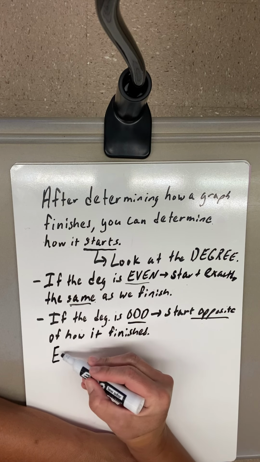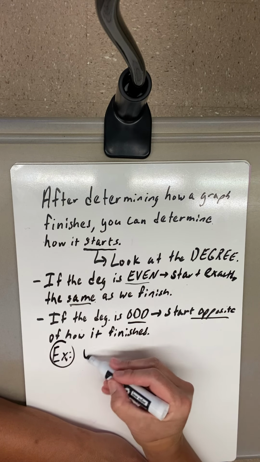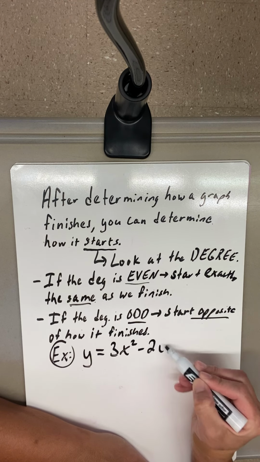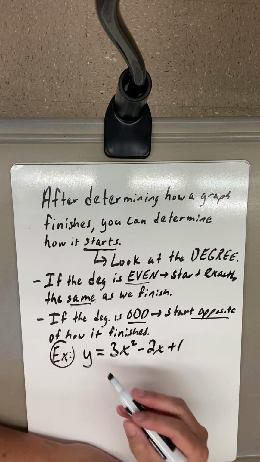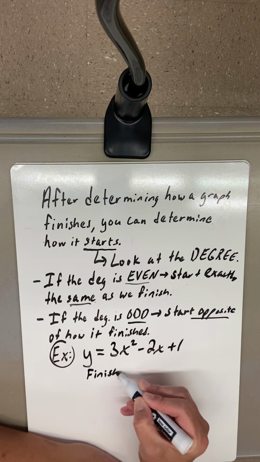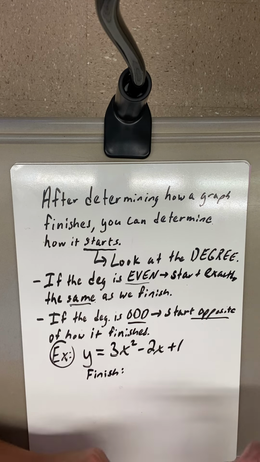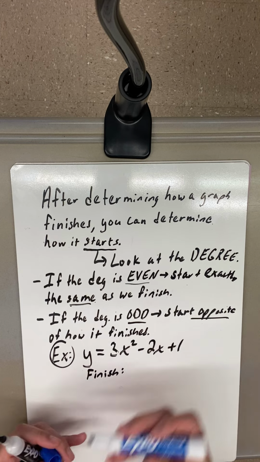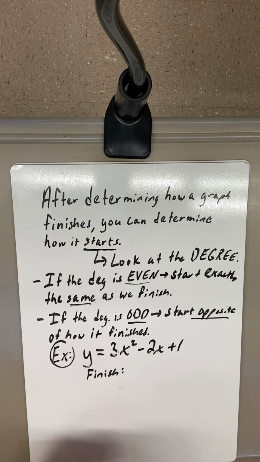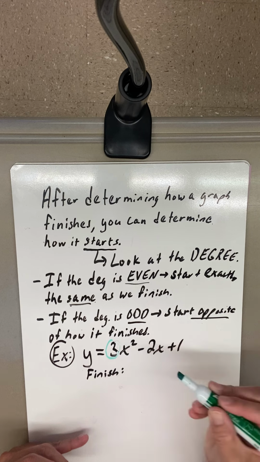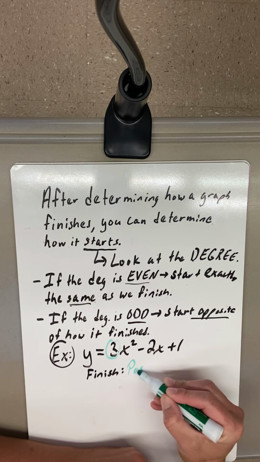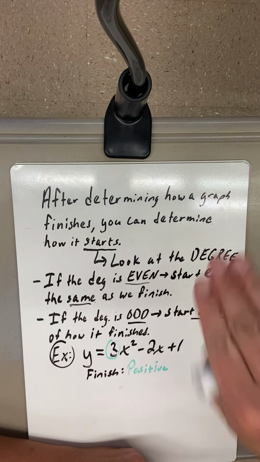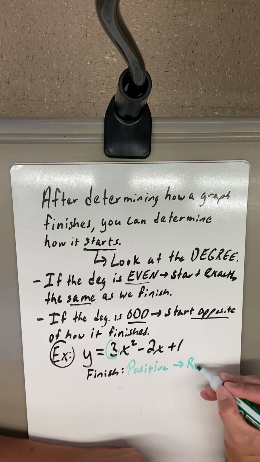This is pretty easy, but you have to tell how it finishes first. Remember that. So if I have y equals 3x squared minus 2x plus 1. So first you tell how the graph finishes. It's going to finish positive because your leading coefficient is a positive 3. All right, now what does positive mean? It means we're going to finish going up, so it's going to rise to the right.